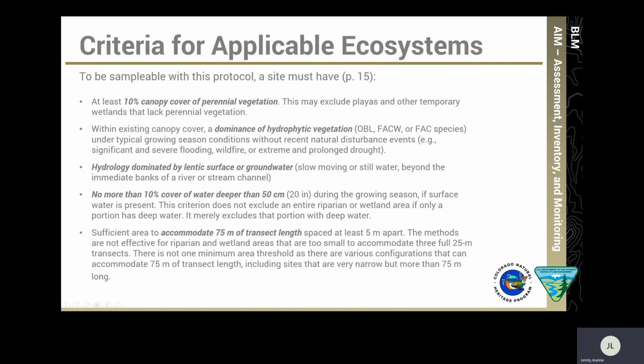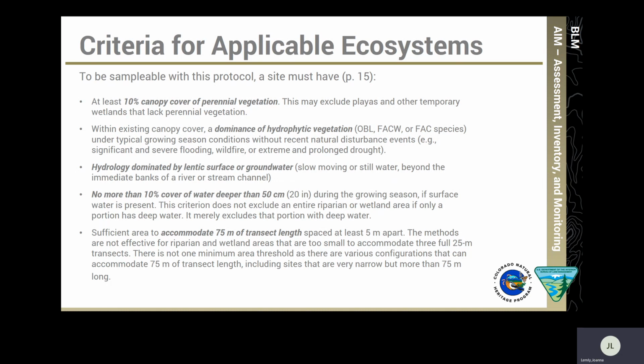To further bound the environments appropriate for sampling within the protocol, page 15 of the protocol contains a list of criteria that must be met. To be sampleable with this protocol, a site must have at least 10% canopy cover of perennial vegetation. This may exclude playas and other temporary wetlands that lack perennial vegetation. This criterion is included because the core indicators of the protocol are vegetation-based, and data collected in an unvegetated area would not be as meaningful.